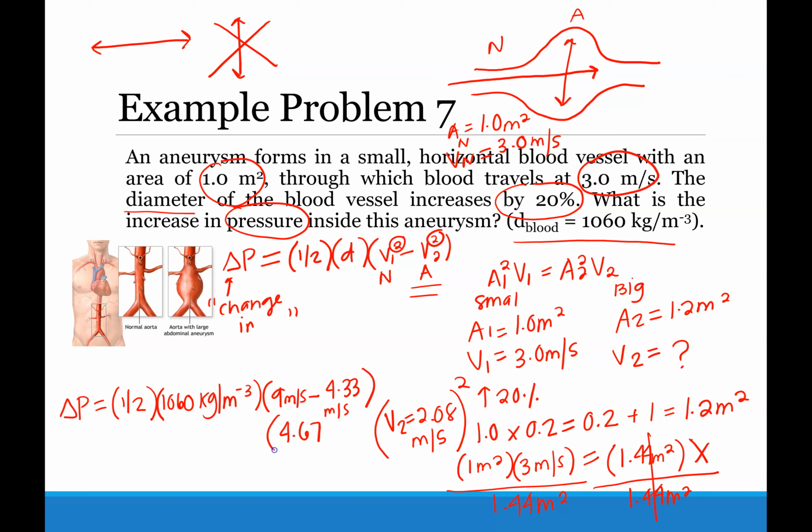And so we can multiply, we can cross that because we now have a velocity here, a single number. So 1/2 times 1060 times 4.67, that is going to equal 2.47 times 10 to the third pascals, because we are talking about the change in pressure.